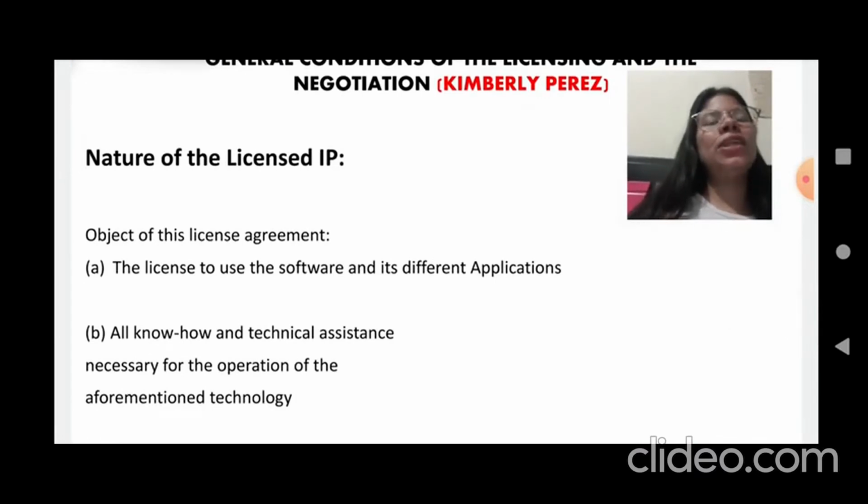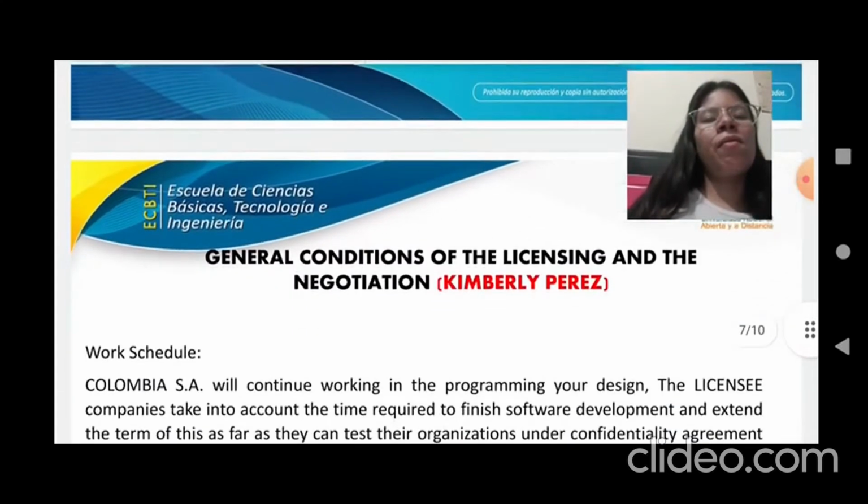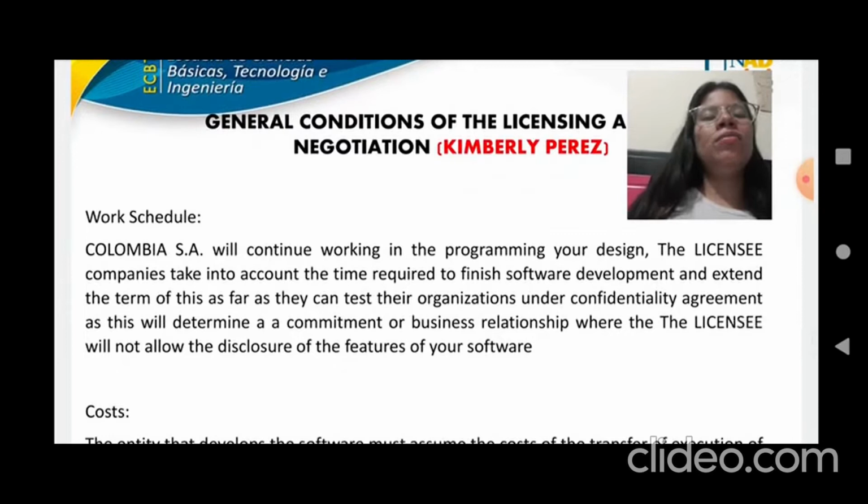Natural relations, IP. Object of the agreement: to use the software in the different applications and know-how, the technical assistance necessary for the operation of the aforementioned technology. Workshop Colombia is continuing working in the programs with the shared companies, taking into account the time required to finish the evaluation and the efforts at the tertiary organization.